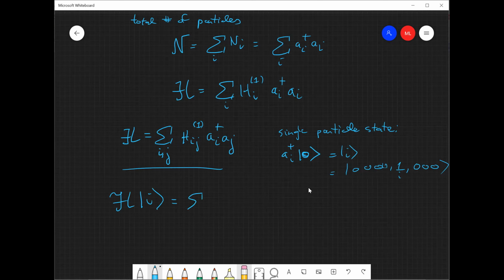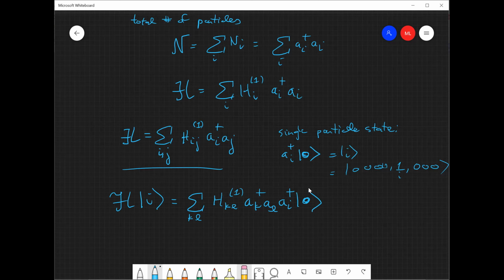Well, I get a sum over, I have to change my index here so that I don't accidentally put two of the same index. And you get the sum over K, L, H_KL, and you have a_K dagger, a_L, and then you have the a_I dagger acting on the vacuum.